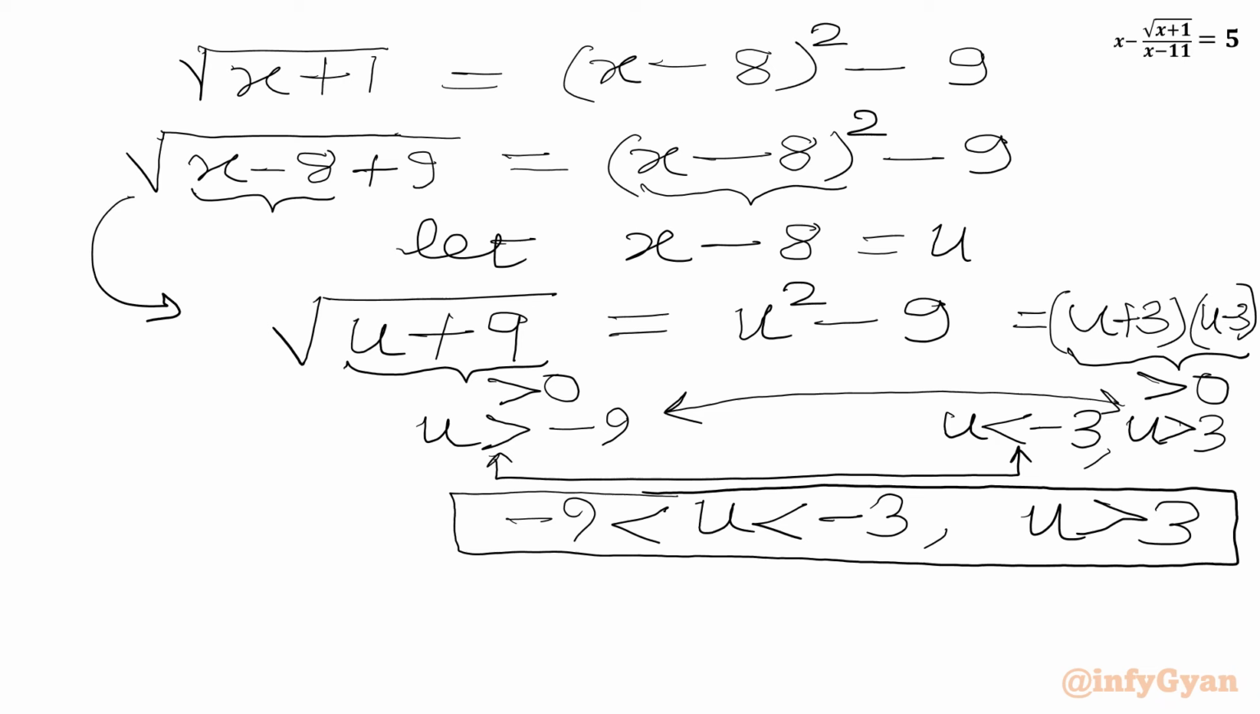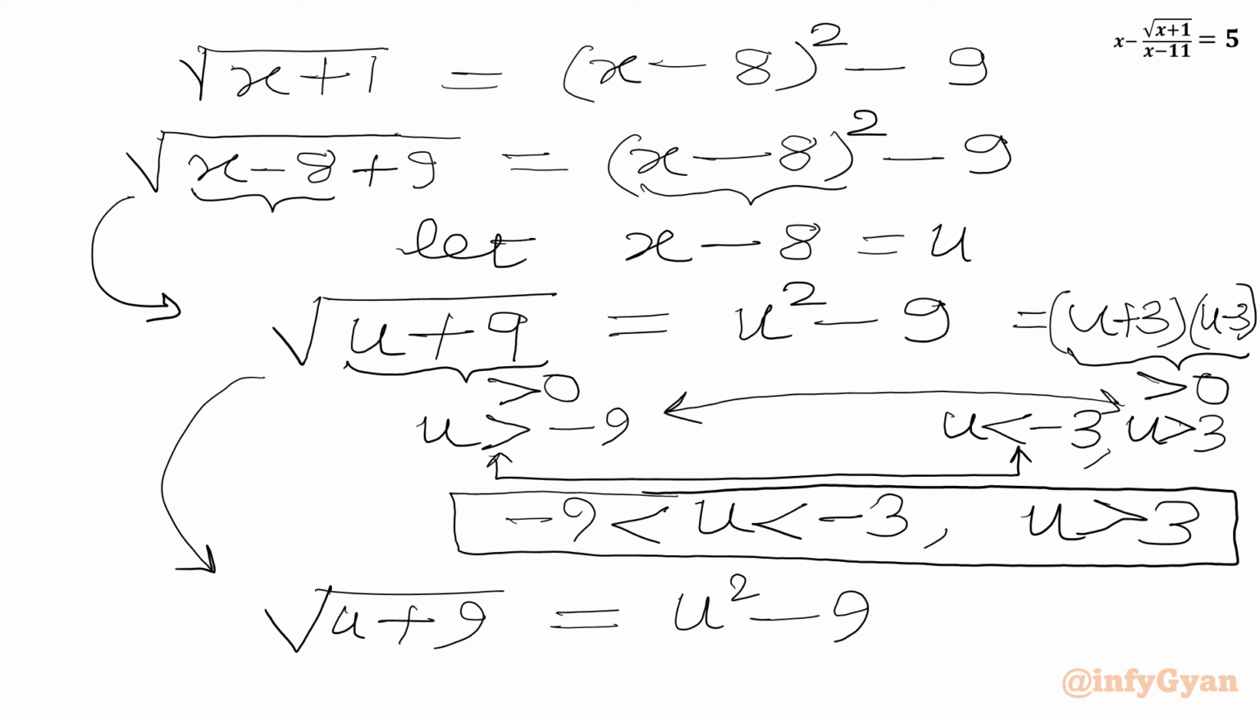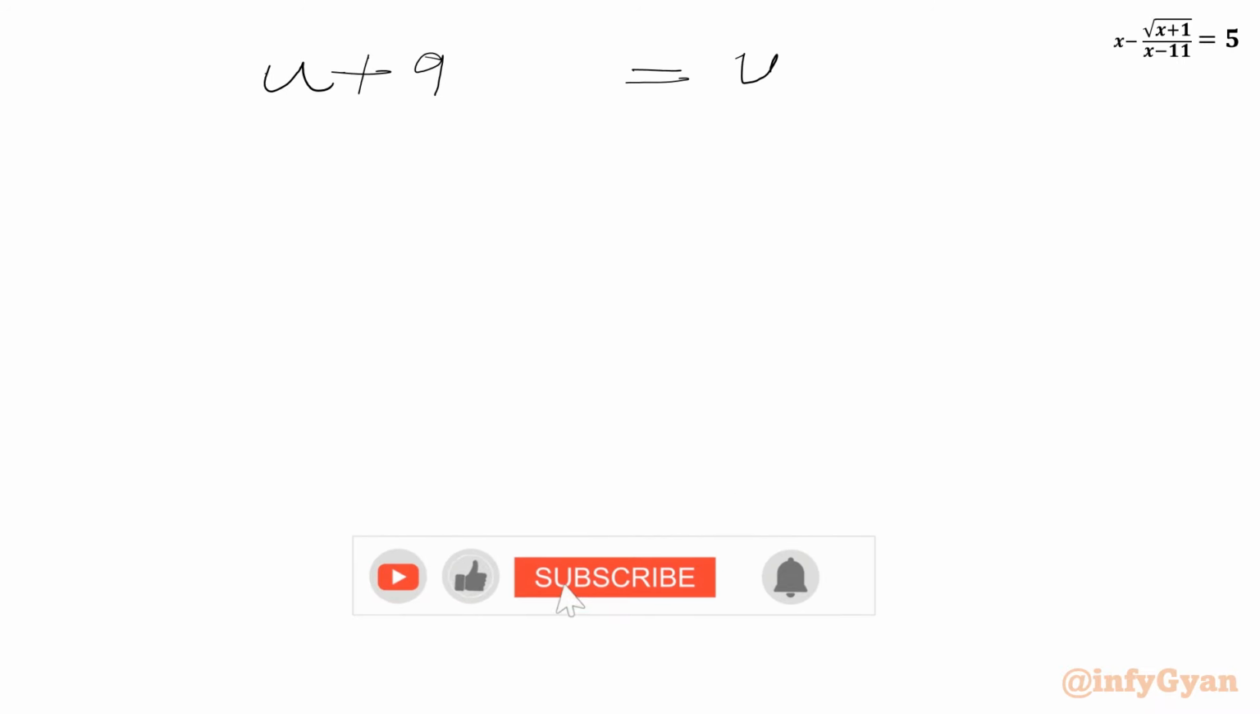Now we will solve this equation. So I will write here square root of (u plus 9) equal to u square minus 9. Now in the LHS we have a square root, so to remove this square root I need to square both sides. So square root and square will cancel out from the left hand side. So I can write u plus 9 equal to (u square minus 9) whole square.